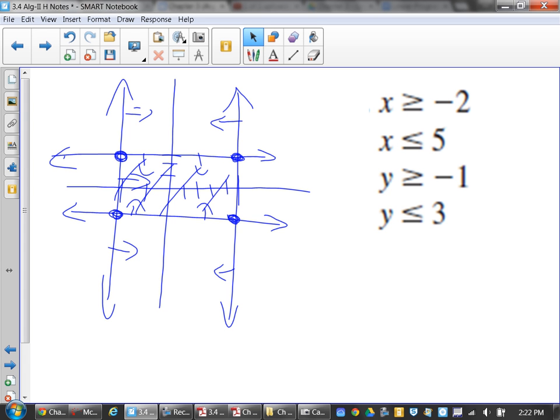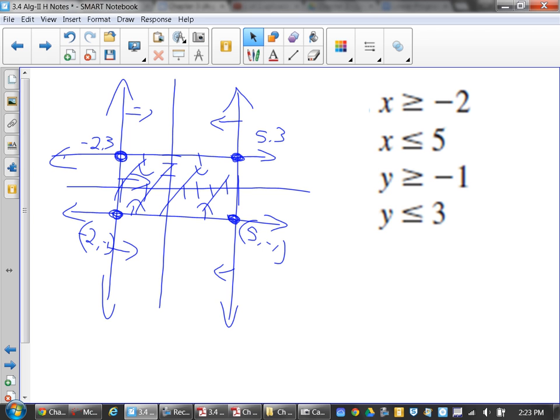Could you tell me the ordered pairs of the vertices? Okay. Bottom right, what do you have? Five, -1. What's this one? 5, 3. 5, 3. -2, 3. And then -2, -1.